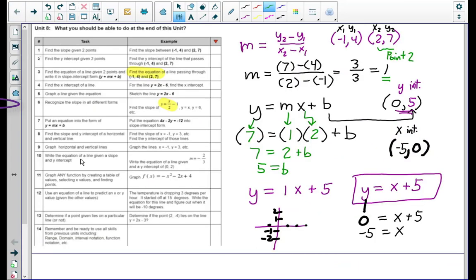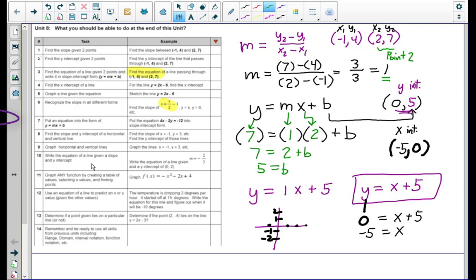All right, the next skill is graph horizontal and vertical lines. I just covered that, so I'm really not going to do that again. In fact, I think I did similar examples to these. They are vertical or horizontal lines. They have to pass through those x values, or the y values for horizontal. So I think that's kind of obvious.